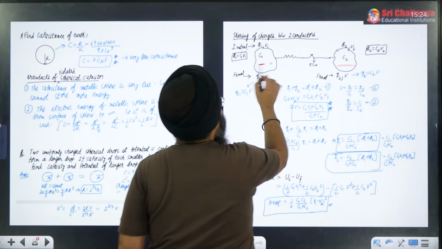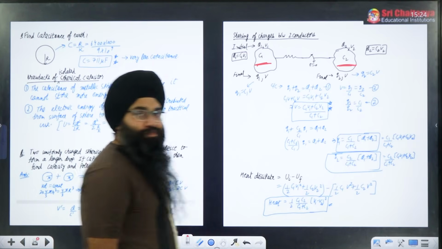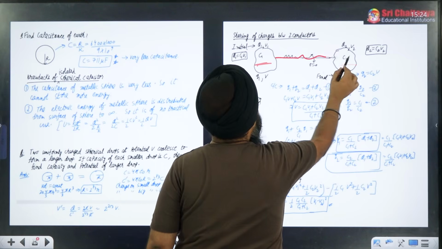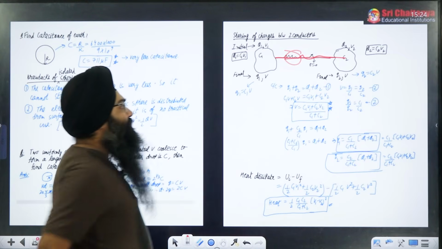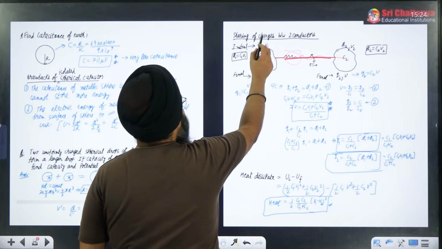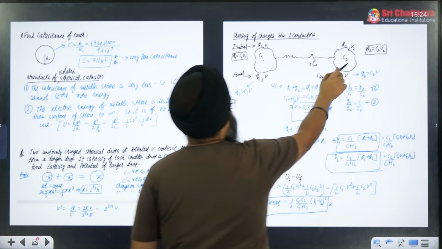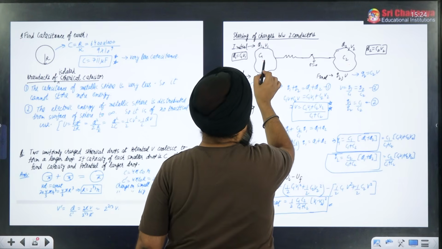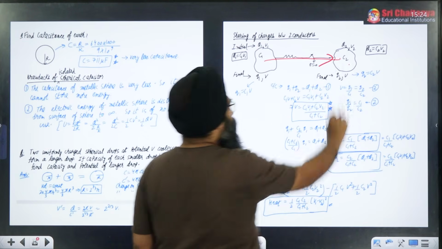One is having capacitance C1 and one is having capacitance C2. Let us suppose I have joined these two conductors with the help of a wire having some resistance. After some time, what will happen? Initially, let us suppose that this was having higher potential and this was having lower potential. So initially the charge will flow from higher to lower potential on its own.